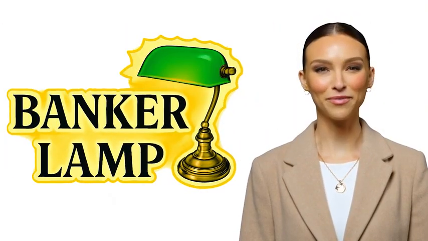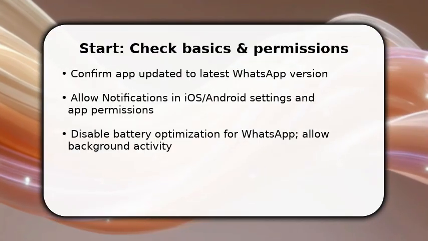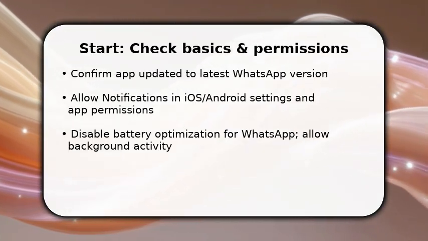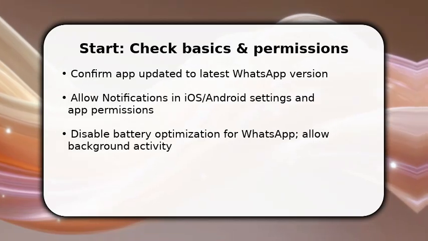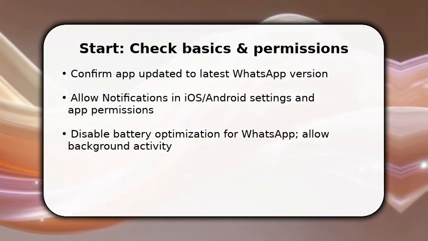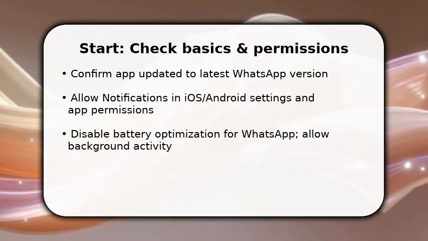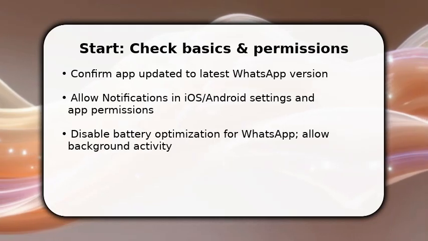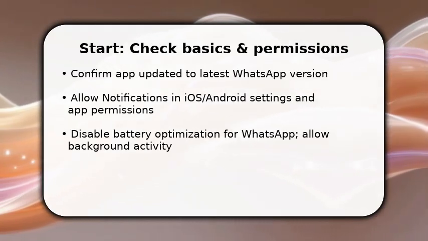Please enjoy the video. You begin by verifying the essentials so notifications can arrive. First, update WhatsApp and open your phone settings, grant notification permission, and enable sounds and banners. Then, disable battery optimization or restricted background activity for WhatsApp so messages trigger alerts.